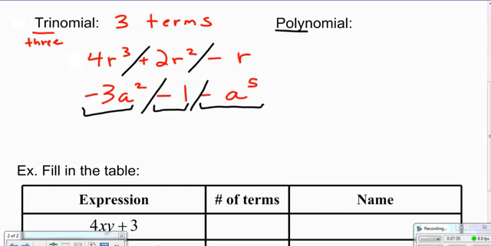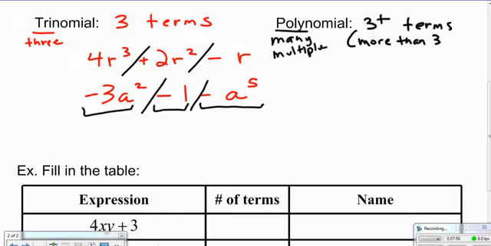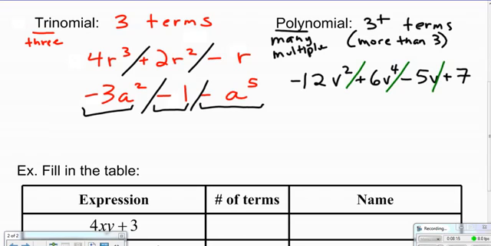Lastly, poly. So poly means many or multiple. So these have 3 or more terms, so 3 plus terms. More than 3 terms, okay? So something like, this one's a little long, negative 12 v squared plus 6v to the 4 minus 5v plus 7. So in this case, we have 1, 2, 3, 4 terms. So it is a polynomial. It doesn't get any other special name.